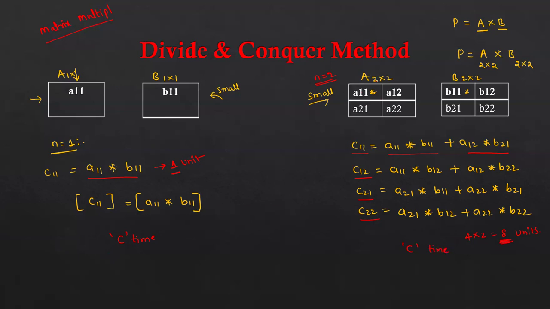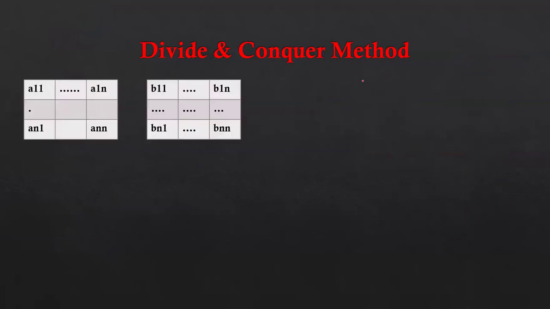But your matrix size is not always 1 by 1 or 2 by 2. If it is more than this size, then what can I do? I will perform the divide and conquer method. Here this matrix has 1 to n rows, and each row has n columns. So I am going to highlight this one. This is a matrix whose size is n by n.